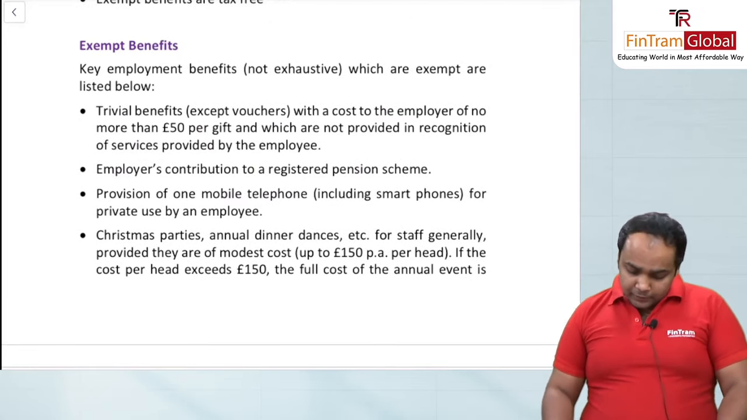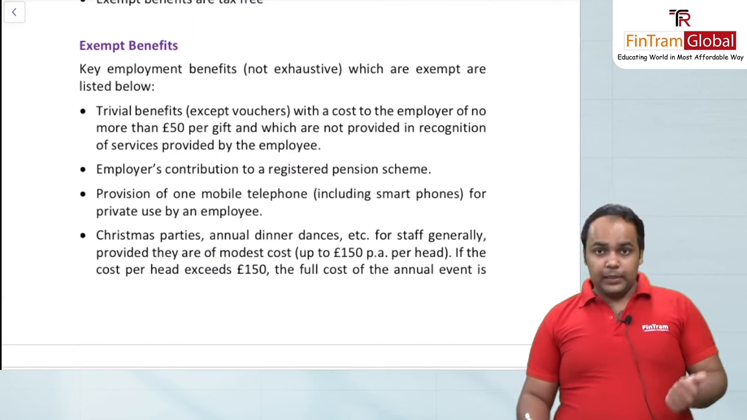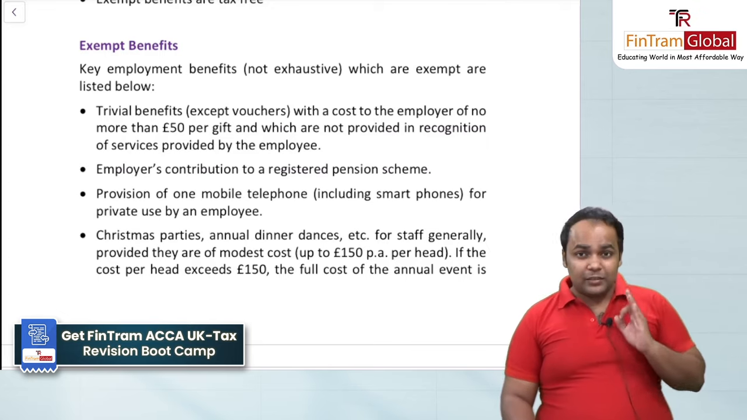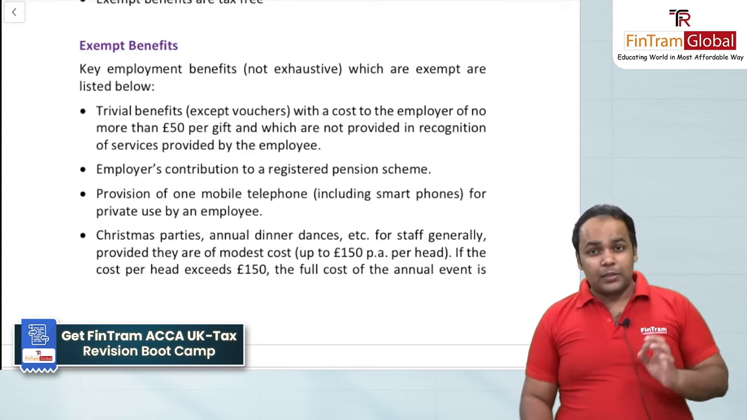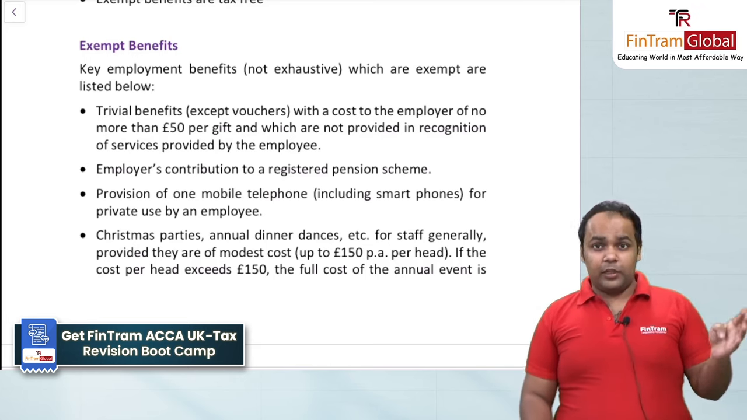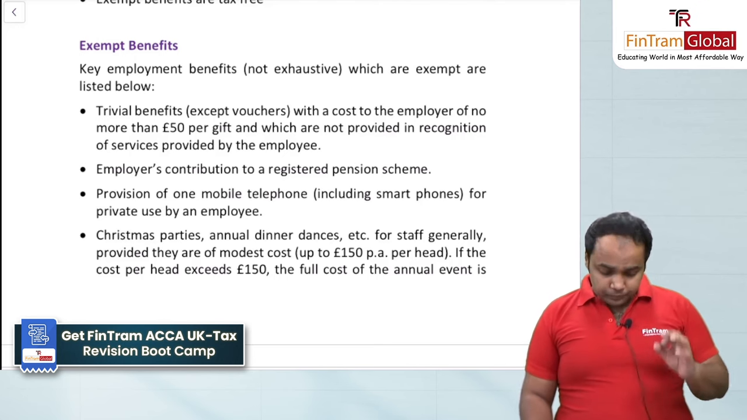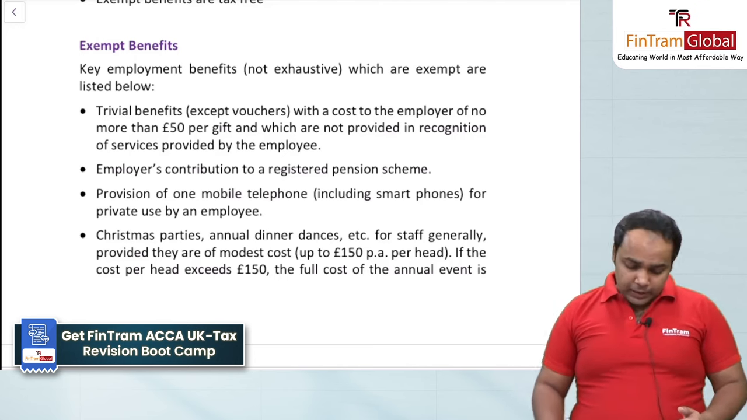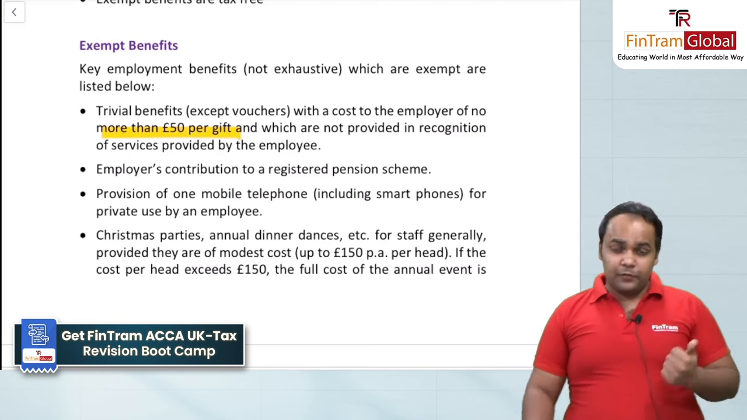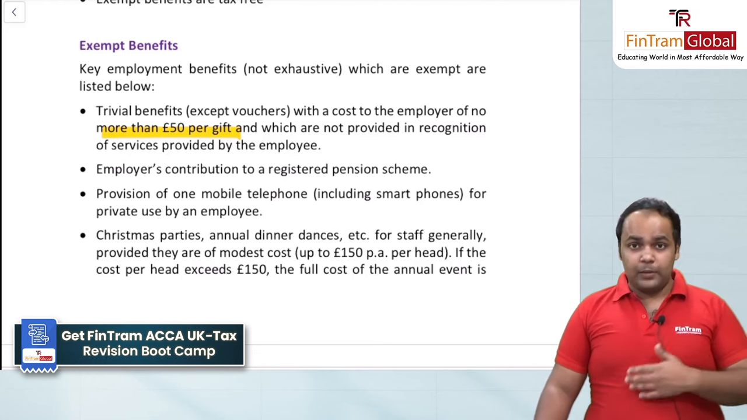So key exam benefits, I want everyone to just go through all of them in detail, like trivial benefits. You'll need to remember these thresholds very, very well, because if this crosses the threshold, it will need to be accounted for in the tax computation. So be very mindful of these. Trivial benefits of less than 50 pounds per gift given by employers are all exempt benefits.